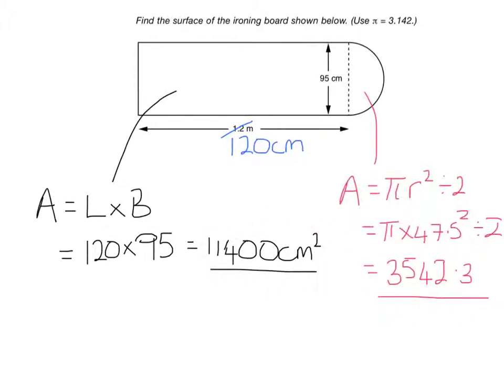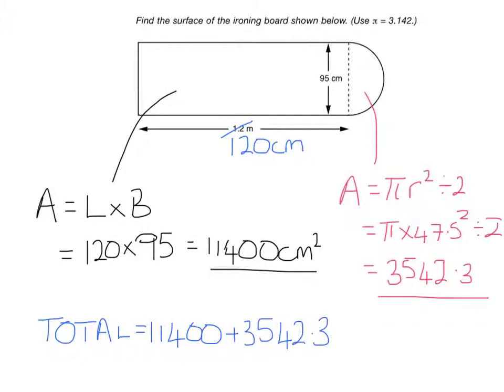So all we have to do to find the total area is to add those together. So total then is 11,400 add 3,542.3, and that gives us our final answer of 14,942.3 centimetres squared. And as I say, that is our final answer.